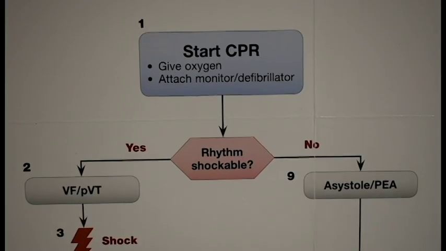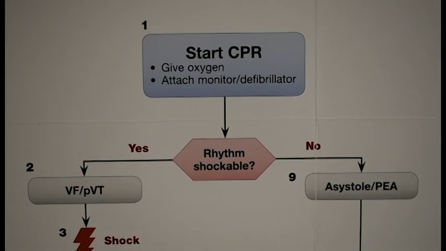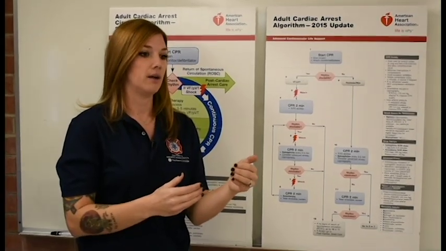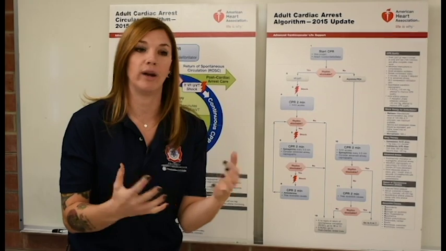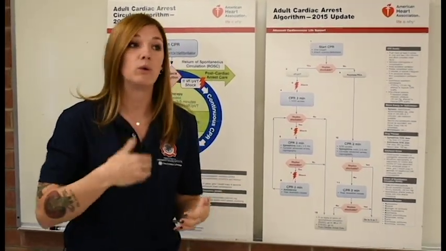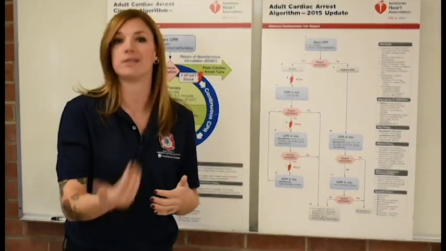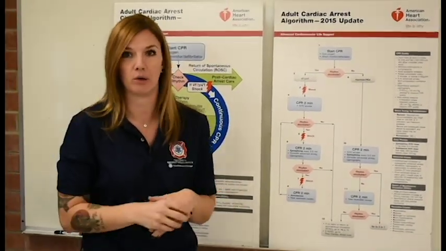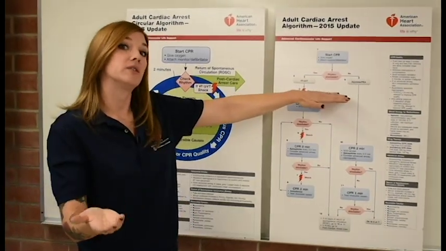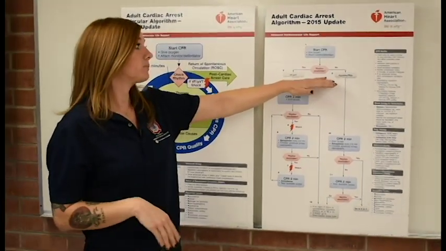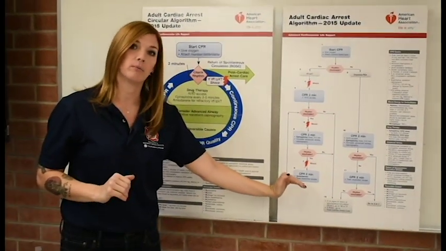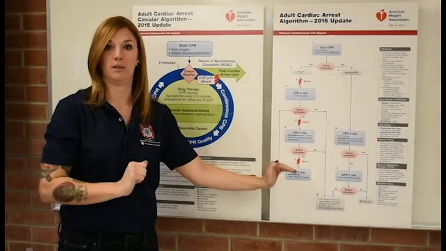You want to attach your monitor, you want to start bagging your patient if necessary, or if it's you and one other person and maybe you can't have one person away from working hands, you can put a patient on 15 liters non-rebreather and they will get passive oxygenation with CPR. That's just something a little feather to put in your cap. So after 2 minutes of CPR, we look at our monitor, we notice we have a shockable rhythm. We are going to follow this side of the algorithm just for that 2 minutes of CPR.